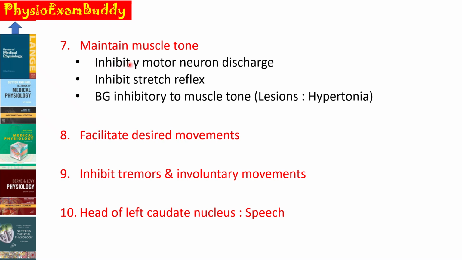Next function is that it helps to maintain the muscle tone. That is, it will cause an inhibition in the gamma motor neuron discharge as well as an inhibition of the stretch reflex. Normally, the basal ganglia is inhibitory to muscle tone. That is, it will decrease the muscle tone. So, what happens in lesions of basal ganglia? The patient will present with hypertonia.